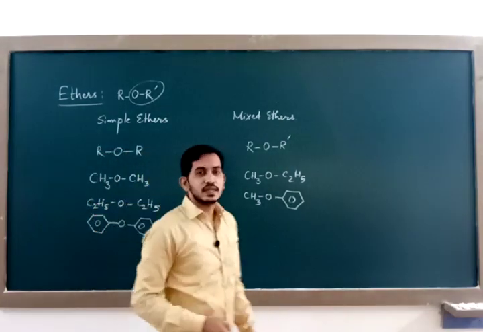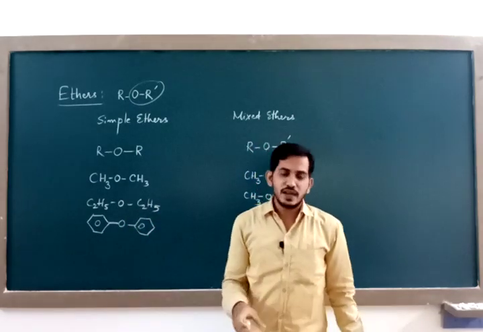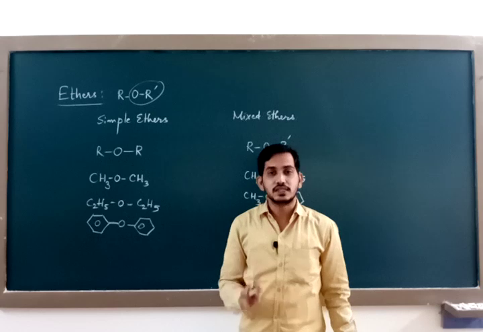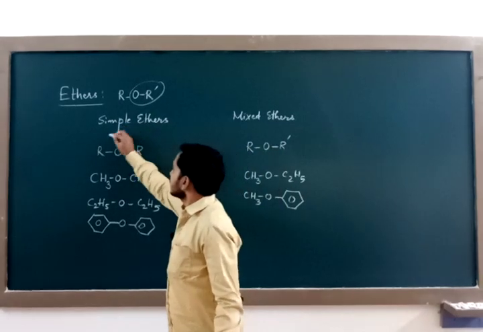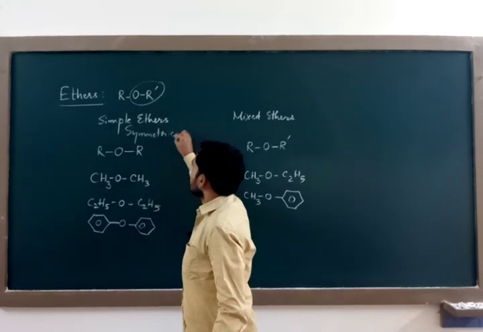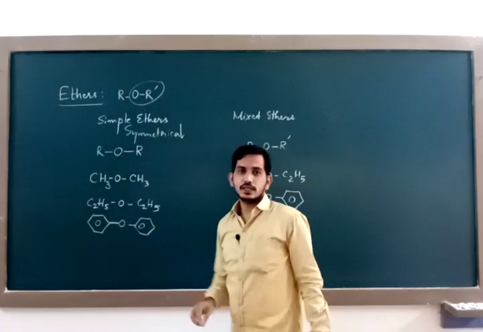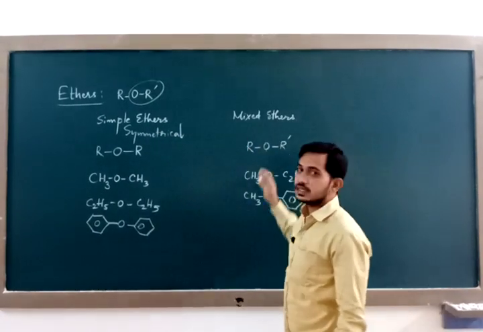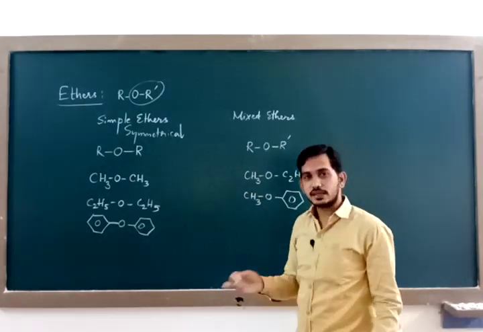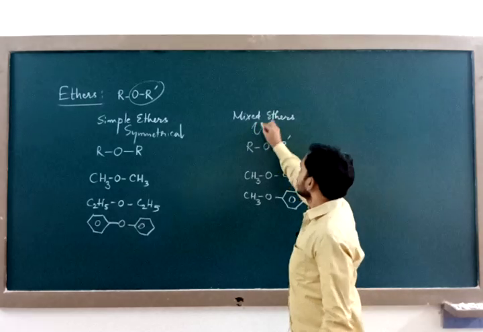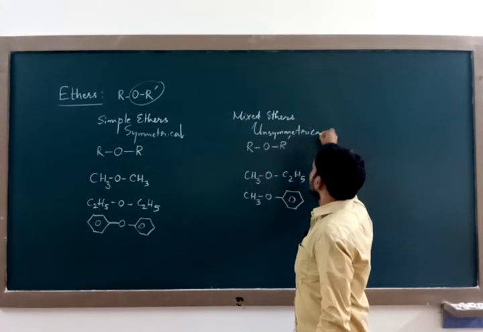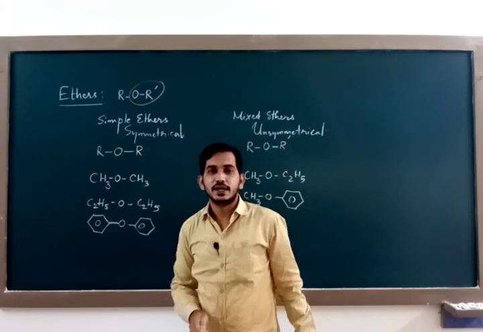So simple ethers are those in which the alkyl groups or the aryl groups on either side of the oxygen atom are the same. Simple ethers are sometimes called symmetrical ethers also, whereas mixed ethers, which contain different alkyl or aryl groups on either side of the oxygen atom, are otherwise called unsymmetrical ethers.